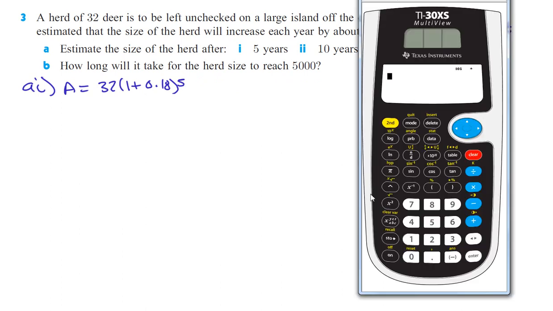Okay, so let's plug that in. 32 parentheses 1 plus 0.18. All right. And then we're going to take that to the 5th power. And we're going to have about 73 deer after 5 years.